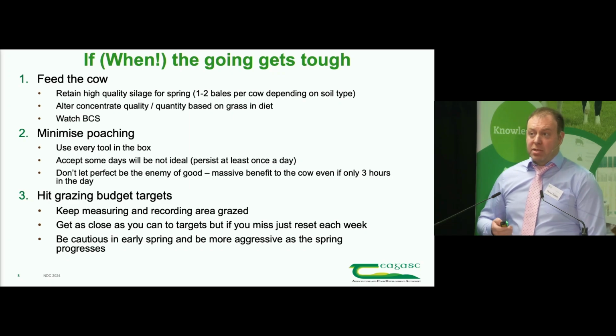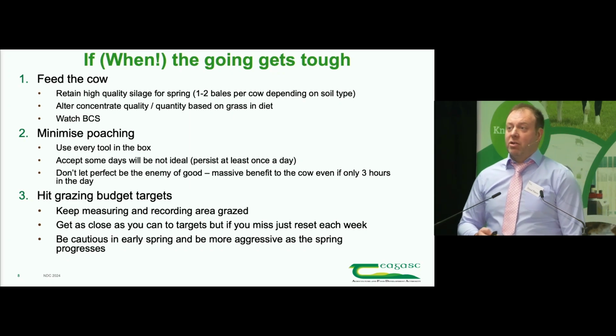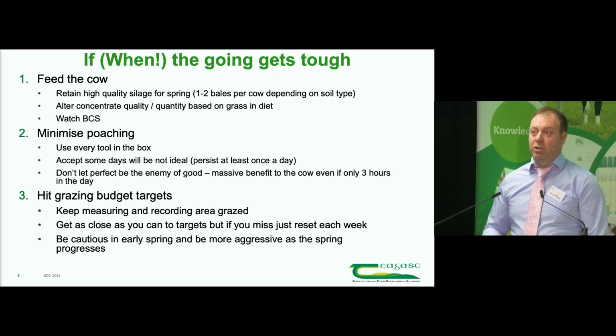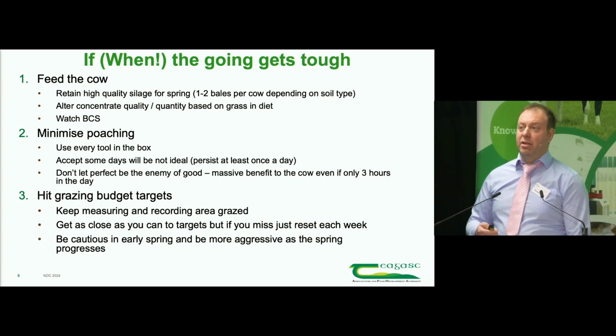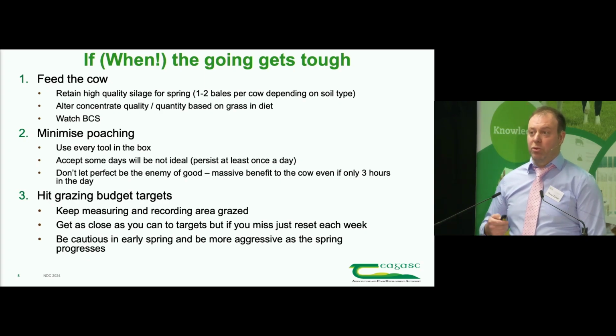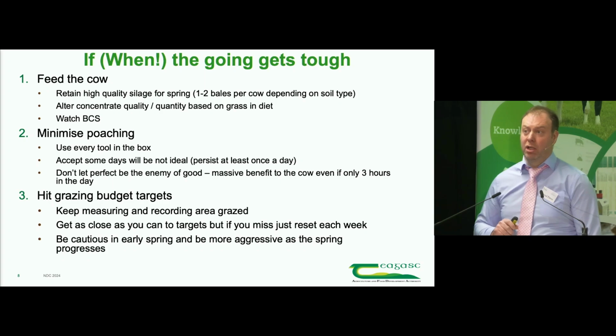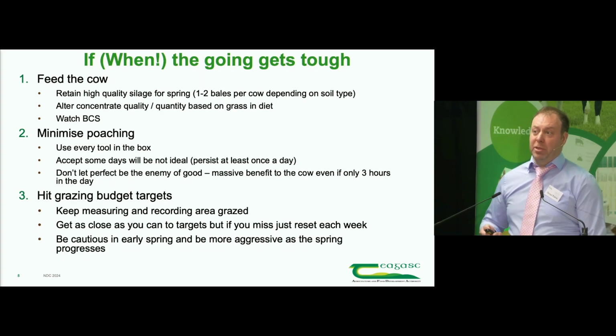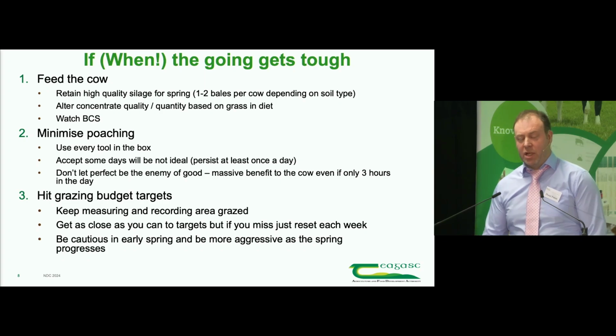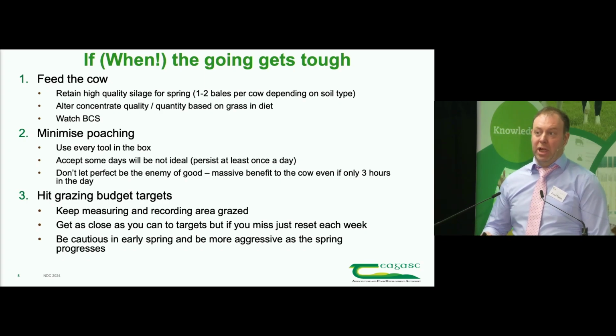The second point then is minimise poaching. Michael has covered that better than I will, really, and he said that, look, you use every tool in the box to try to reduce it as much as you can. On top of that, particularly on the more difficult farms, you're going to have to accept that some days they're just not going to be ideal, but still try to keep them out at least once a day during those difficult periods if you can. And don't let perfect be the enemy of good. It's a better result to get out there, do some grazing, even if the graze out isn't perfect, than to sit in the shed waiting, if you can at all.